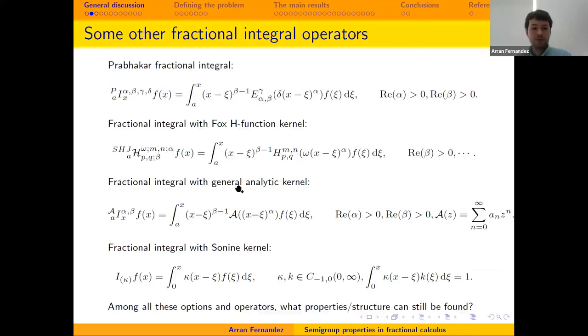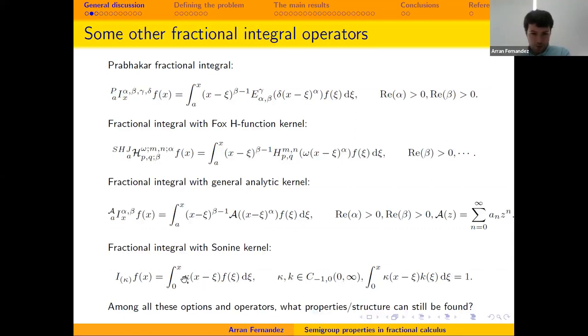Then in one of my papers, we studied fractional integrals with a general analytic kernel. So basically any analytic function you can put in as a kernel. Over here is this capital A function as a series. Apply the analytic function to a fractional power, multiply by a fractional power, and you get a new integral operator. Then even more general, we have the Sonin kernel, as studied by Kochubey, Luchko, and others.